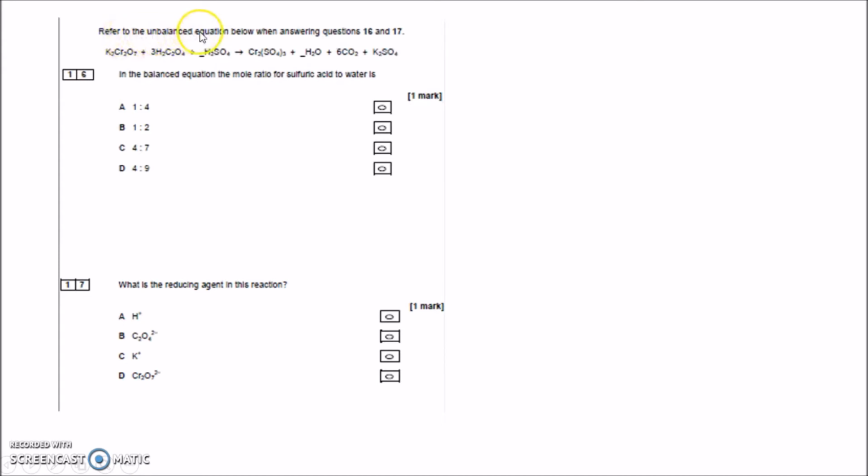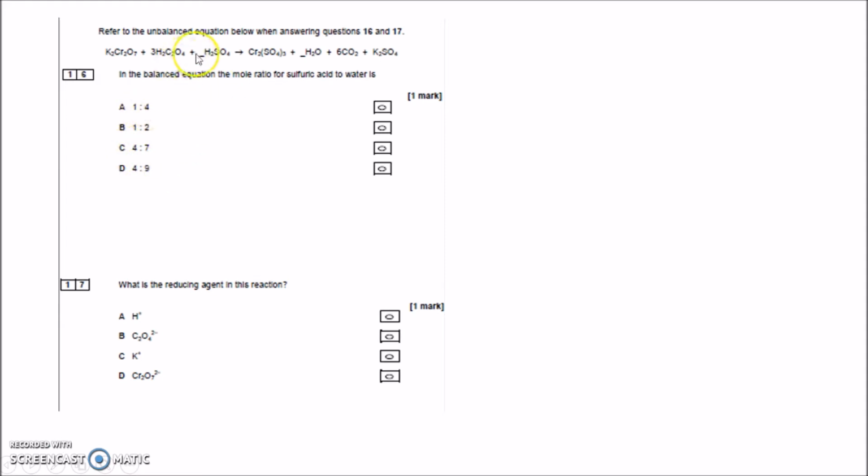Question 16. Refer to the unbalanced equation when answering questions 16 and 17. In the balanced equation, the mole ratio for the sulfuric acid to water is. So what I've got to do is work out the numbers in front of the H2SO4 and the numbers in front of the water. And it'll either be 1 to 4, 2 to 1, 2 to 4, 7 to 4, or 9 to 4.